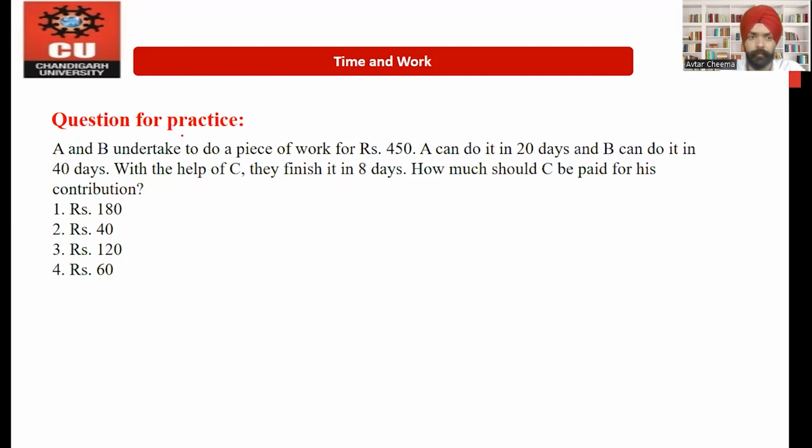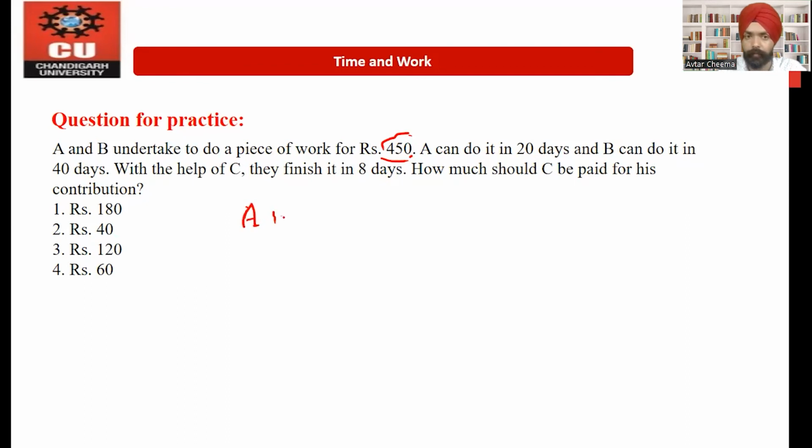Next one, A and B undertake to do a piece of work for 450 rupees. A can do the work in 20 days, B can do it in 40 days. With the help of C, they can finish the work in 8 days. So this is similar to the previous one.